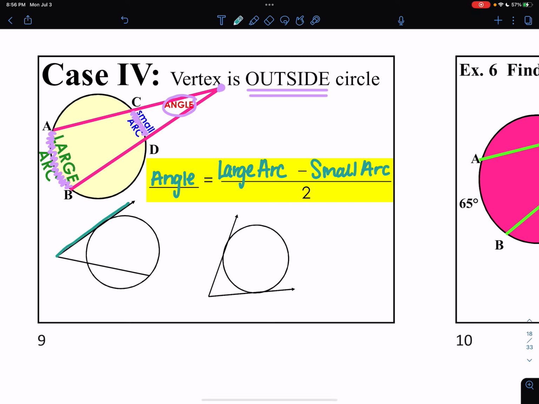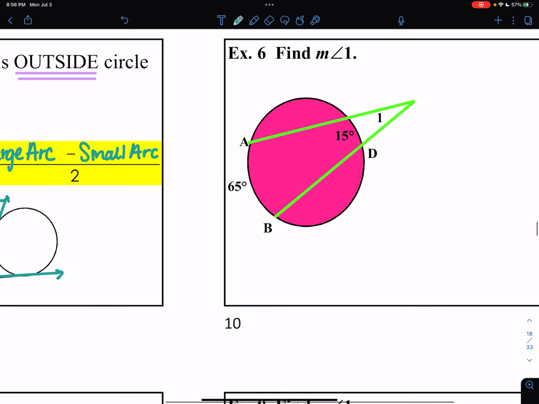This can look three different ways. It can be two secants, like we see in the main example. It can be a tangent and a secant, like we see on the second one. Or it can be two tangents. So let's take a look at what we have here.